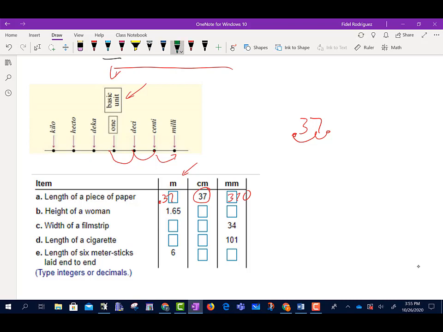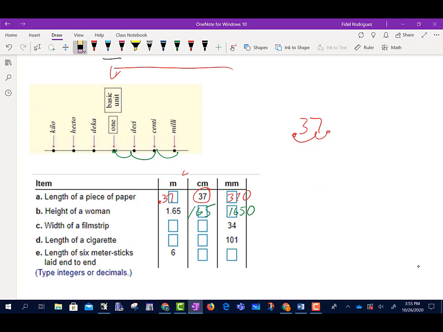The height of a woman, 1.65 meters. Okay, so let's do that again, 1.65. Let's see where we are, and where we want to get to. Right now we're at meters, and we want to move 2 spaces to the right to get to centimeters. 2 spaces right, this would be 165 centimeters. And if I wanted to get to millimeters, I'd have to move one more decimal place, so I'd have to put it here. And so this number would be 1650. Remember, I have to add a 0 at the end.